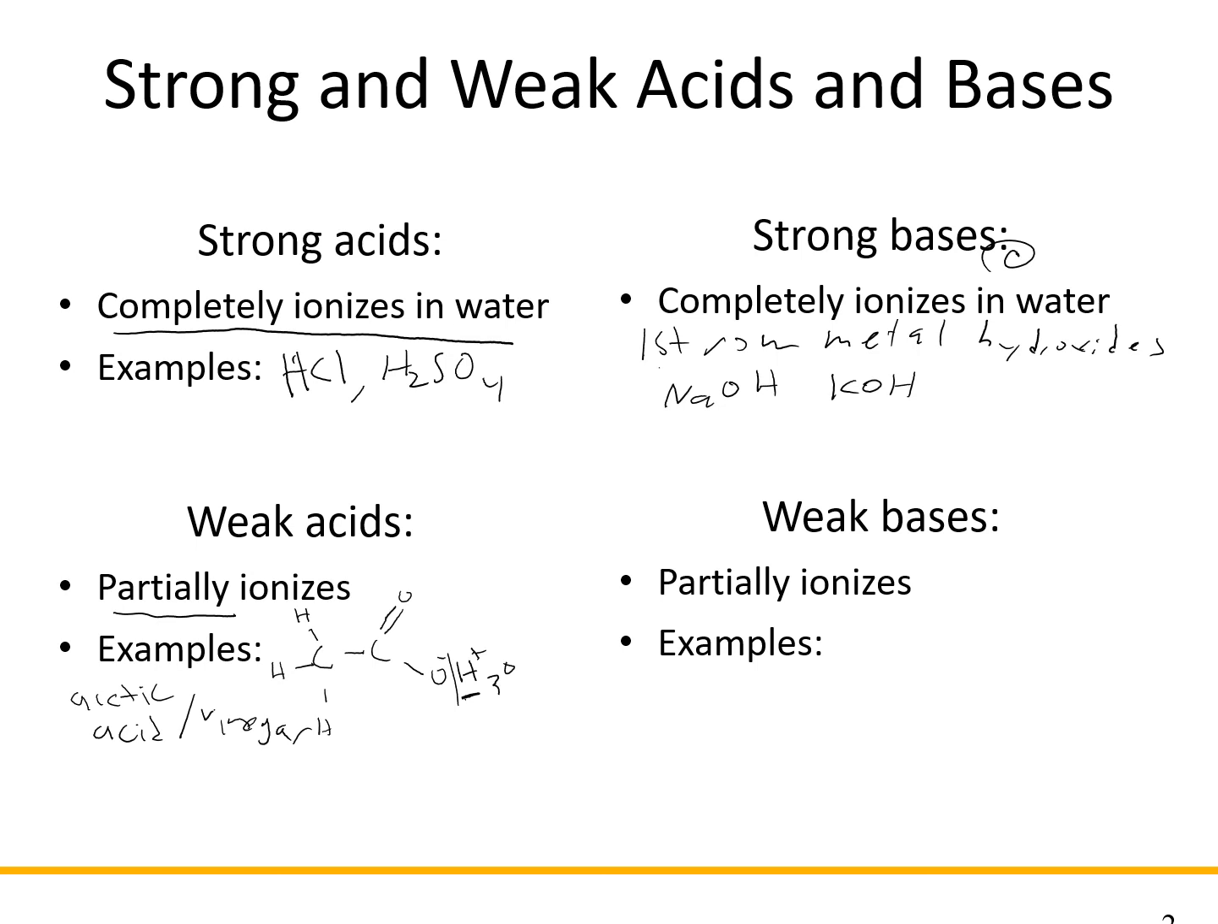A strong base, like a strong acid, would fully dissociate into one equivalent of hydroxide and one equivalent of the counter ion. A weak base, like a weak acid, is going to partially split. Examples of that include second row. I'm sorry, this should be second group metal hydroxides.